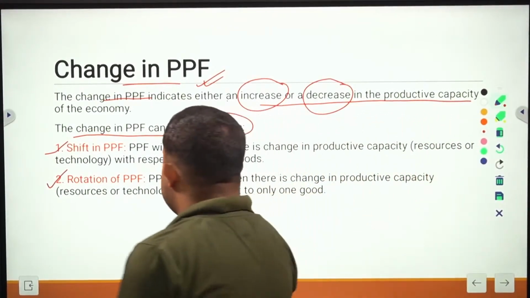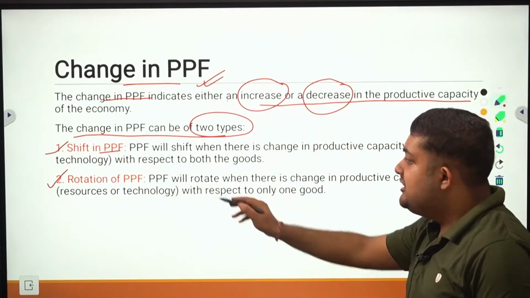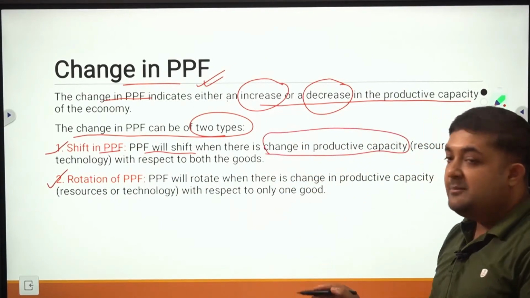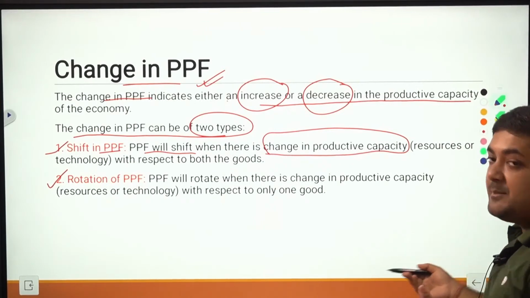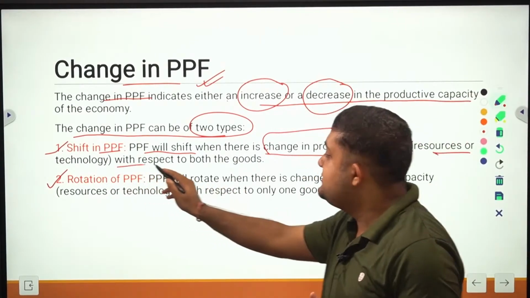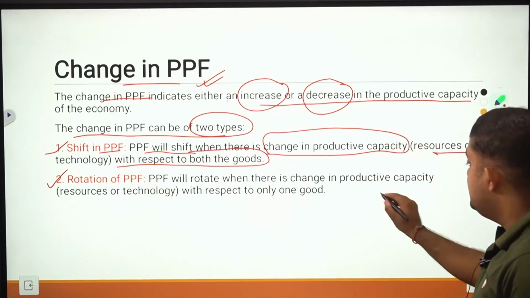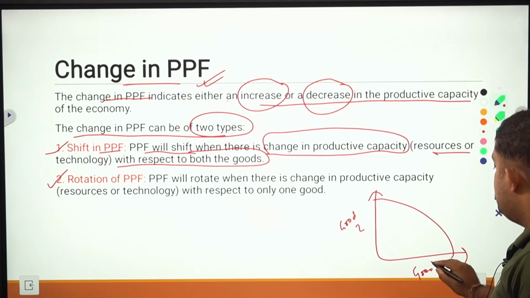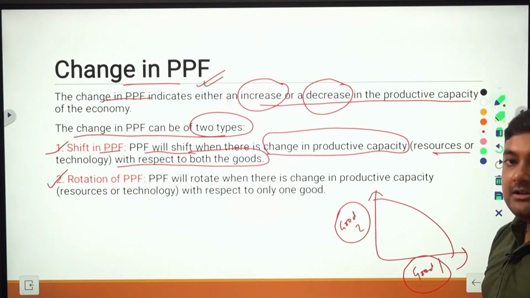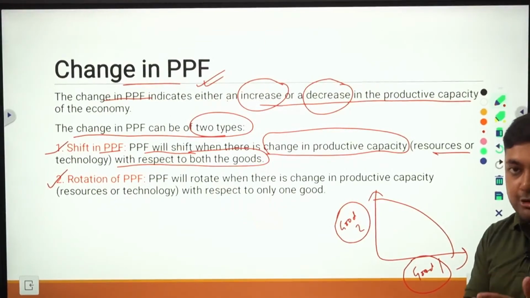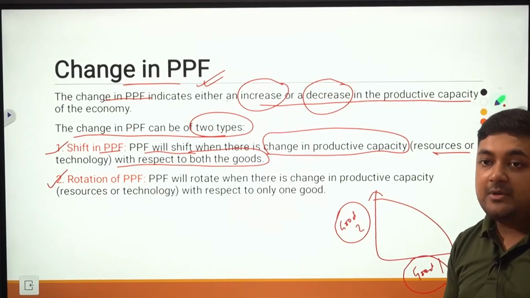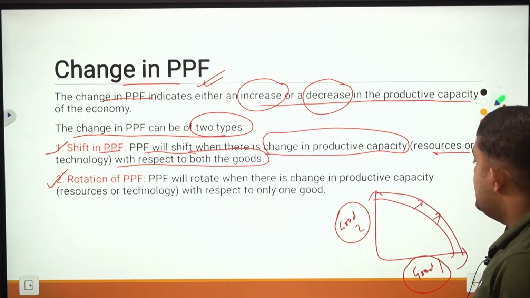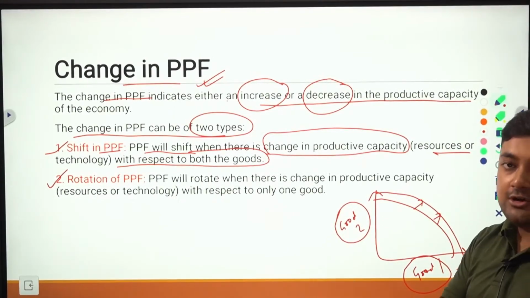So shift কি হয়, shift in PPF কেতিয়া হয়, PPF will shift when there is change in productive capacity. আমাৰ PPF কেতিয়া shift হ'ব, যেতিয়া আমাৰ change in productive capacity হ'ব, like resources or technology with respect to both the goods. তাৰ মানে আমি যদি কওঁ this is our PPF, good 2, good 1, যদি আমাৰ দুটা গুডতে ভাল হয়, টেকনলজি বাঢ়ে বা ৰিসোৰ্সেস বাঢ়ে বা টেকনিক্যাল নো হাউ বাঢ়ে, তেনেহলে আমাৰ PPF টো শিফট হ'ব, rightward shift.